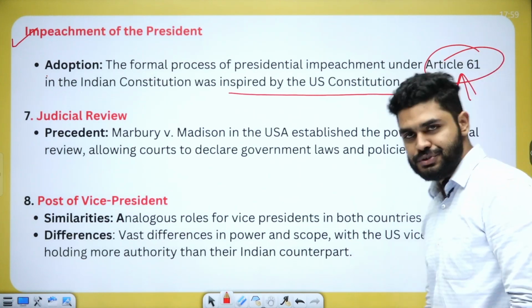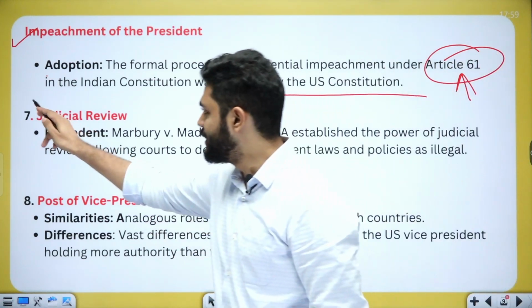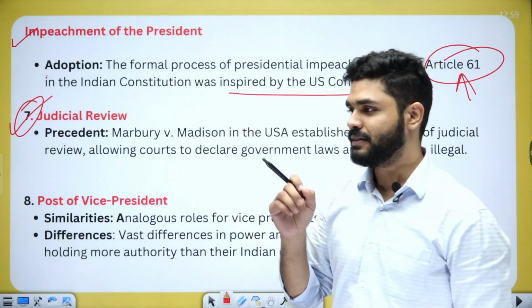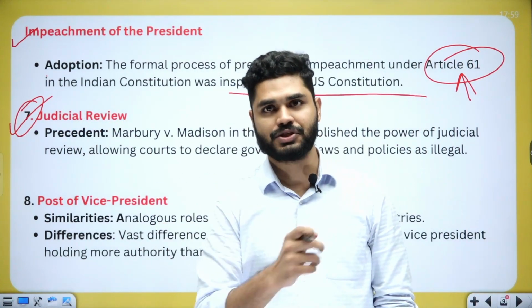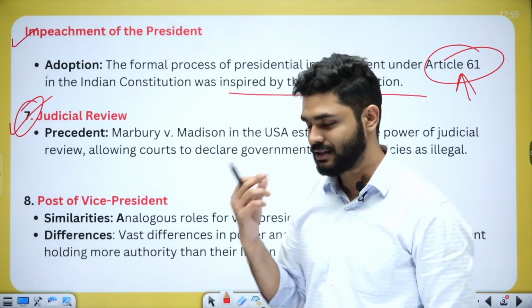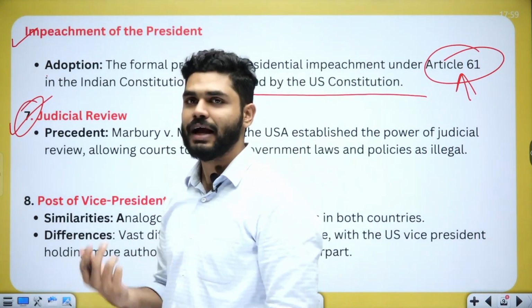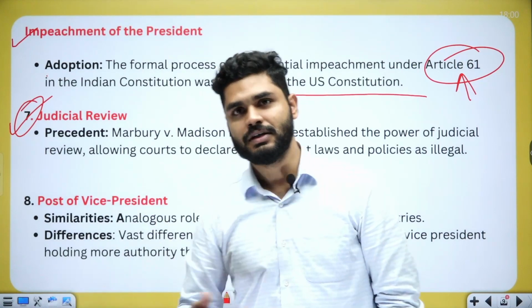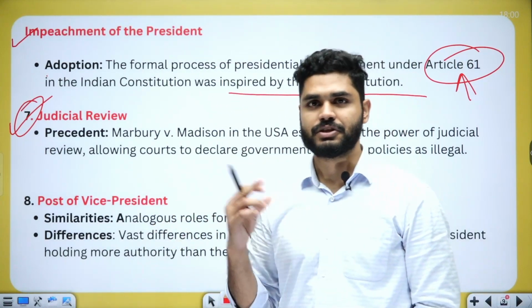The idea of judicial review has also been taken from the United States of America, while discussing the 50 years of the basic structure of the Indian Constitution, and when we were discussing the Kesavananda Bharati case and the 50 years of this whole basic structure doctrine.